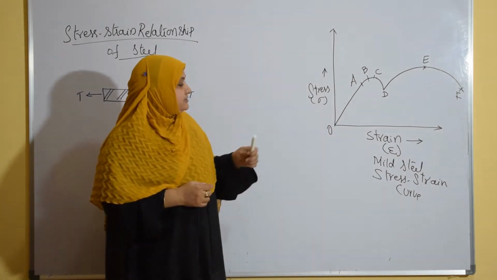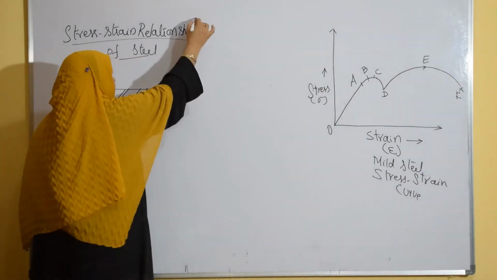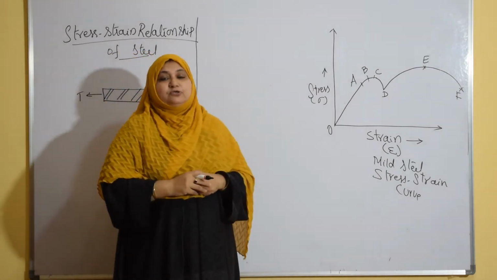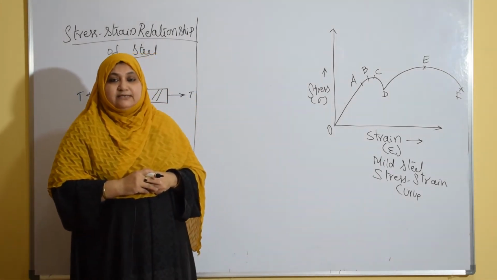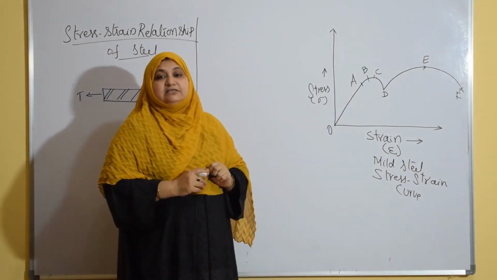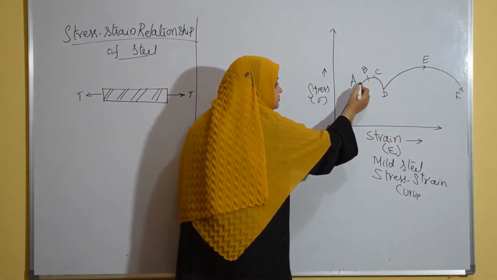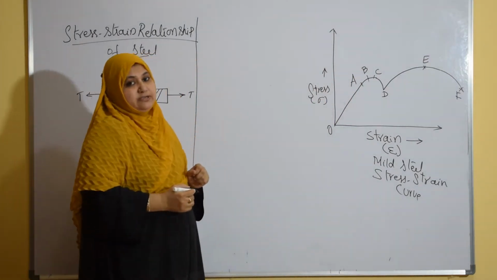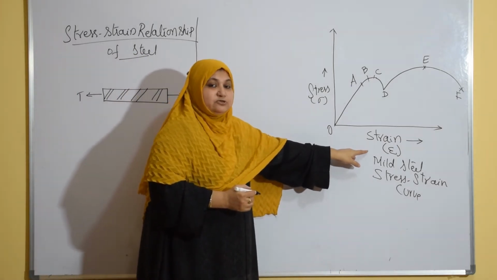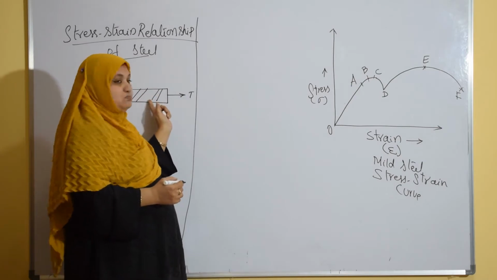So let us study what these are. When the load is small, the stress will be directly proportional to strain. That is, the relationship is linear. That is represented between 0 and A. Stress is directly proportional to strain. We get this only when the loads applied are small.